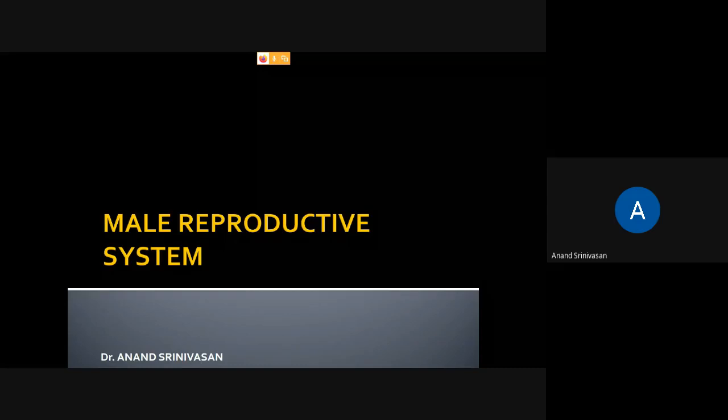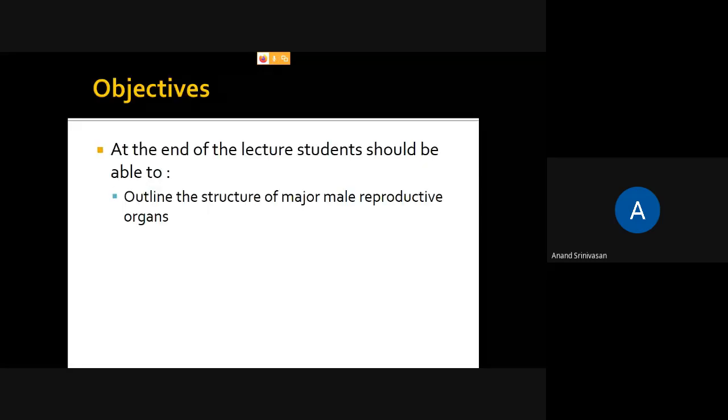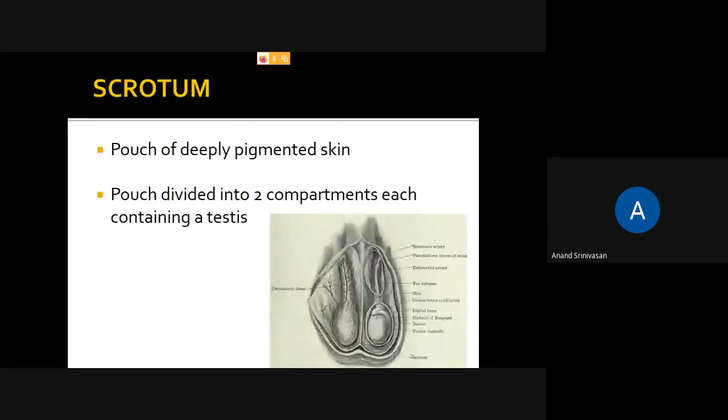In the male reproductive system, we will be seeing only the major male reproductive organs. So we will start with the scrotum, which is situated in the perineal region. Perineum means the place between the two thighs.